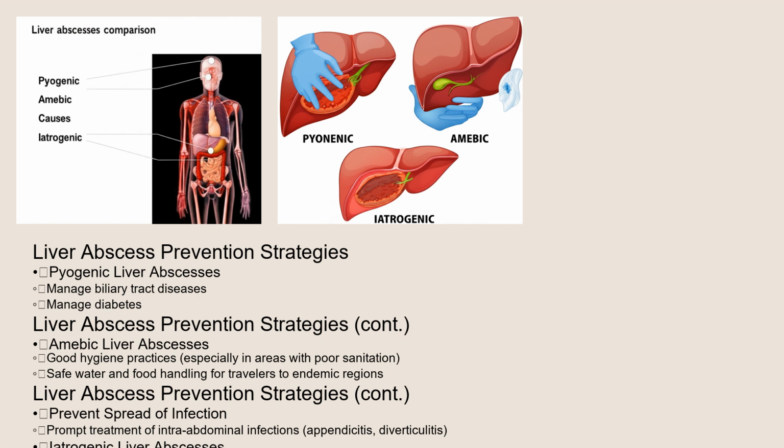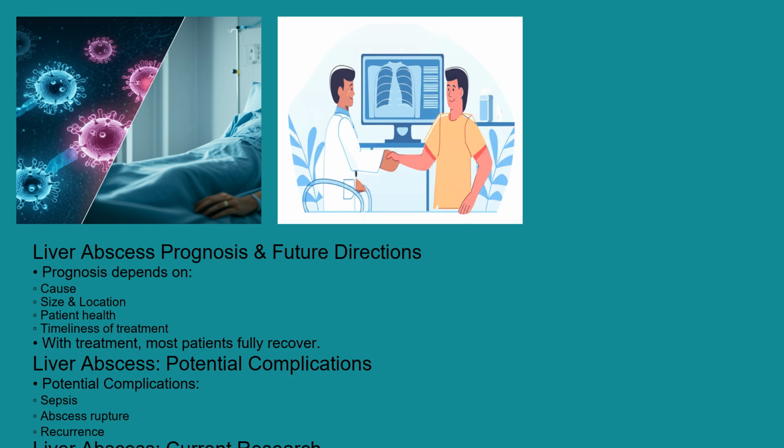Avoiding unnecessary invasive procedures and ensuring proper sterile techniques during medical interventions can also reduce the risk of iatrogenic liver abscesses. The prognosis for liver abscesses depends on several factors, including the underlying cause, the size and location of the abscess, the patient's overall health, and the timeliness of diagnosis and treatment. With appropriate treatment, the majority of patients make a full recovery. However, complications can occur such as sepsis, rupture of the abscess, and recurrence.